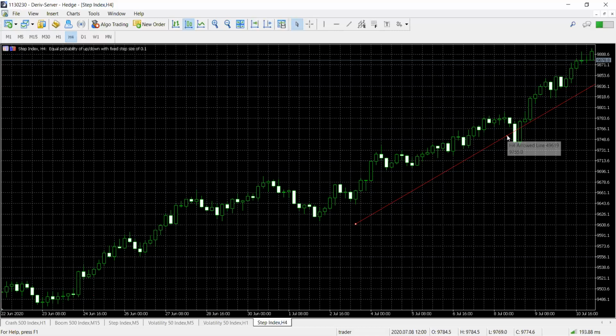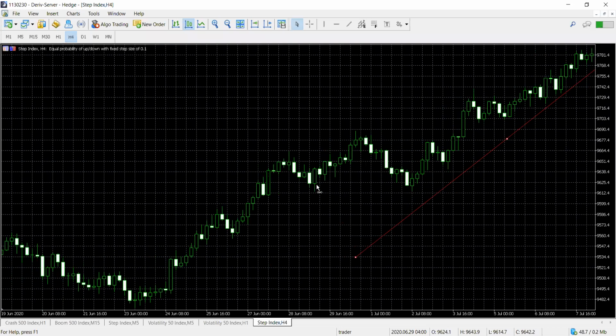Let me bring down my aura now. Good. So this is our structure. Let me just take it a bit forward. Okay, good. So this is our structure. We can clearly see that the market is in an uptrend. Now we want to ride along with the trend.